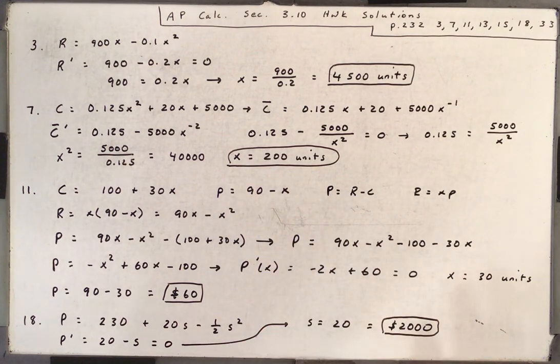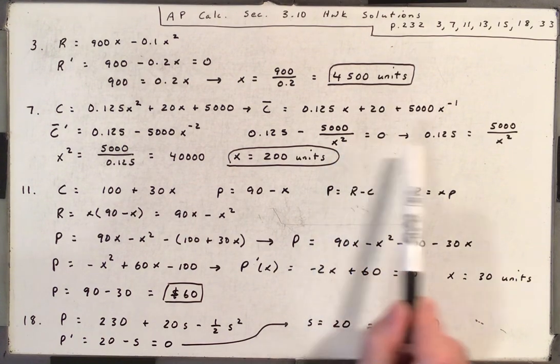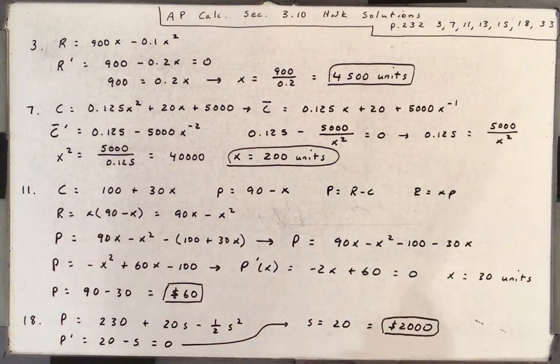Also, maybe a more proper way to do this algebra is to multiply both sides by x squared, but you end up with the same thing there.